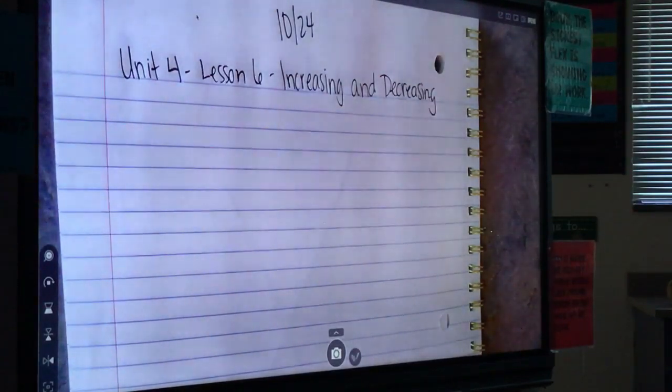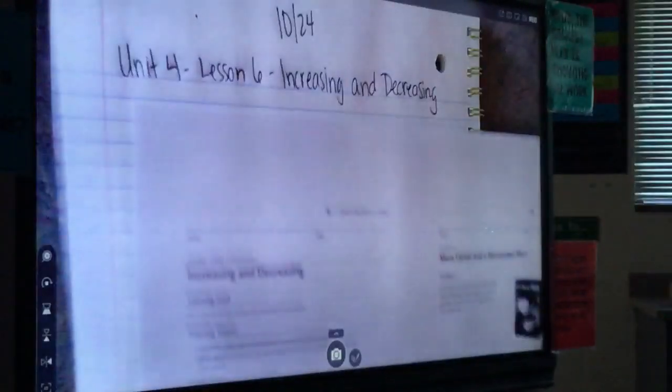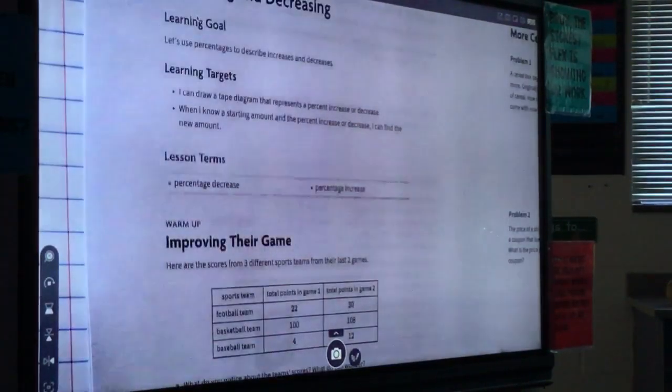All right, you are going to need a highlighter, so please go ahead and have that out. That doesn't change. And we're still learning about percents as well, so that doesn't change either. This whole week, we're going to spend on percents.